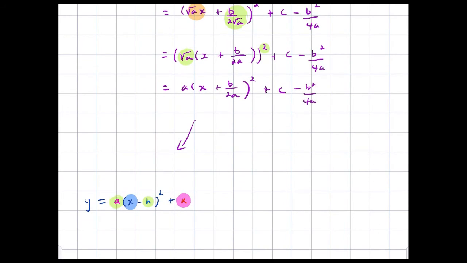And this is it. I have put this into vertex form. I have my h here, and I have my k here. Actually, let's keep the colors consistent. The h and the k.